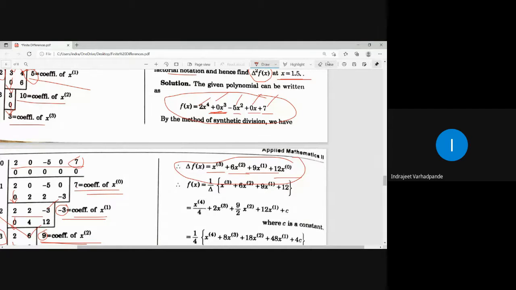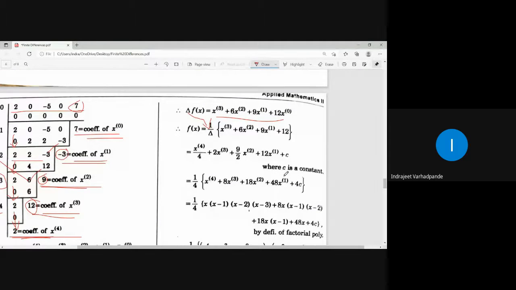Now to remove this delta, I have to take the inverse operator. What is the inverse operator for this f of x? 1 by delta, to be operated on this particular factorial polynomial notation. Now 1 by delta is integration. Integration increases the power. So what will be the integration of x to the power 3 factorial? X to the power 4 factorial by 4. The integration of x to the power 2 factorial is x to the power 3 factorial by 3. 6 by 3 is reduced to 2.